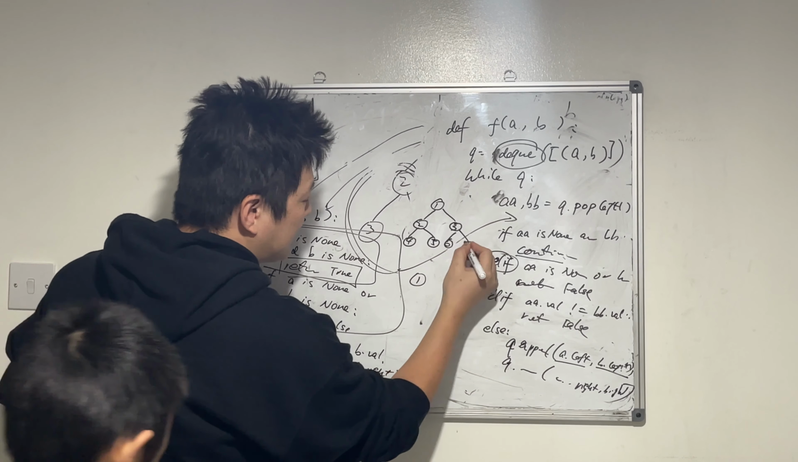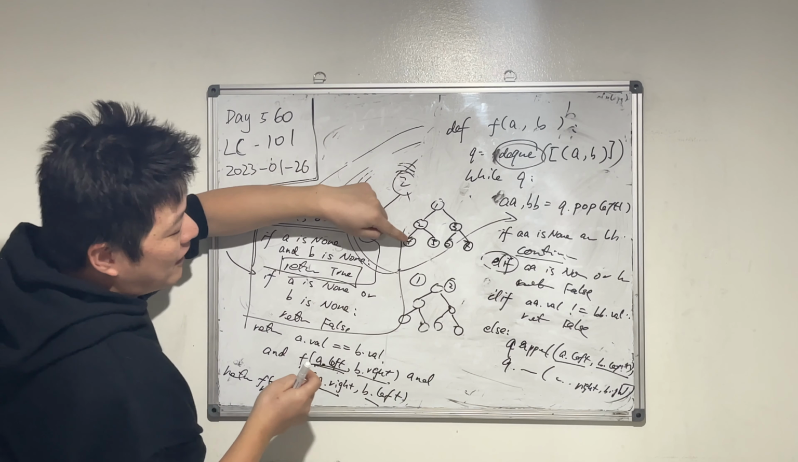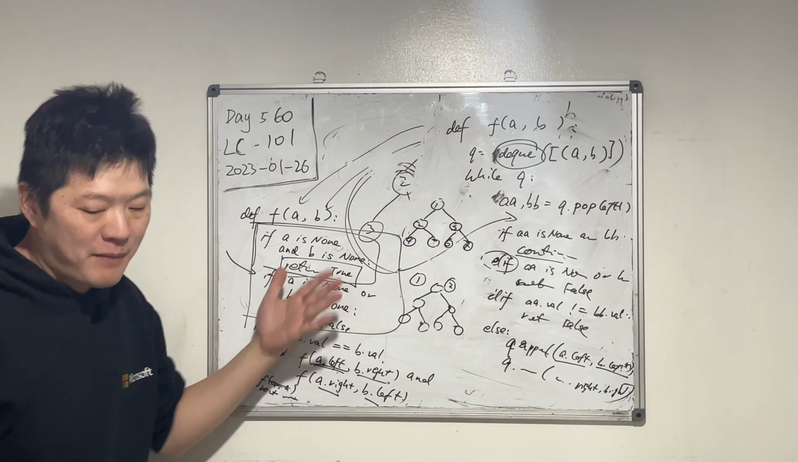We want to check if two trees are the same. The order of checking each node does not matter, right? Does it make sense? I can check level by level, using breadth-first search. Or I can check it with depth-first search. Am I right? It doesn't matter. The order of visiting the nodes does not matter.